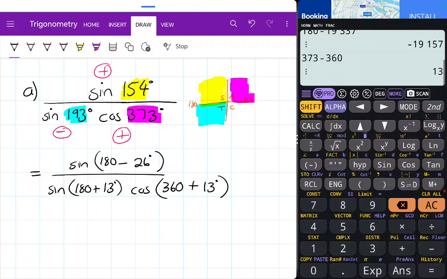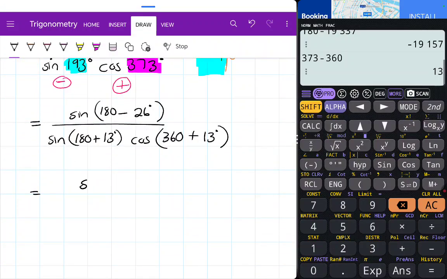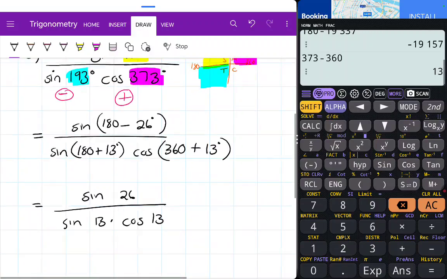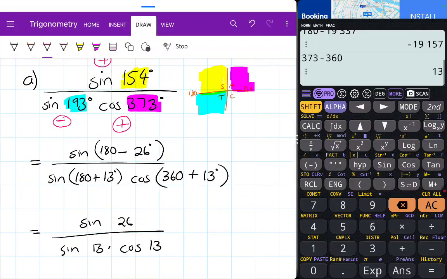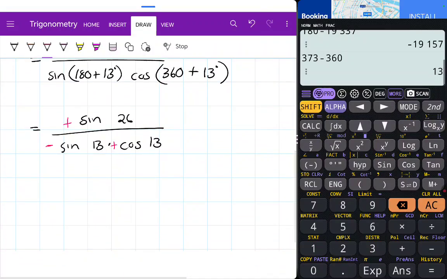Okay, so once we've got this, we can now drop our 180s and 360s, right? So by dropping that, we've got sine 26 over sine 13 times cosine of 13. But we need to know what the signs are in front. So remember these ones we did in pink at the beginning. At the top, this is positive. At the bottom, we've got a negative and a positive. Are you in agreement with me? I sincerely hope so. Okay, so once we've got this, let's put our degree signs there.